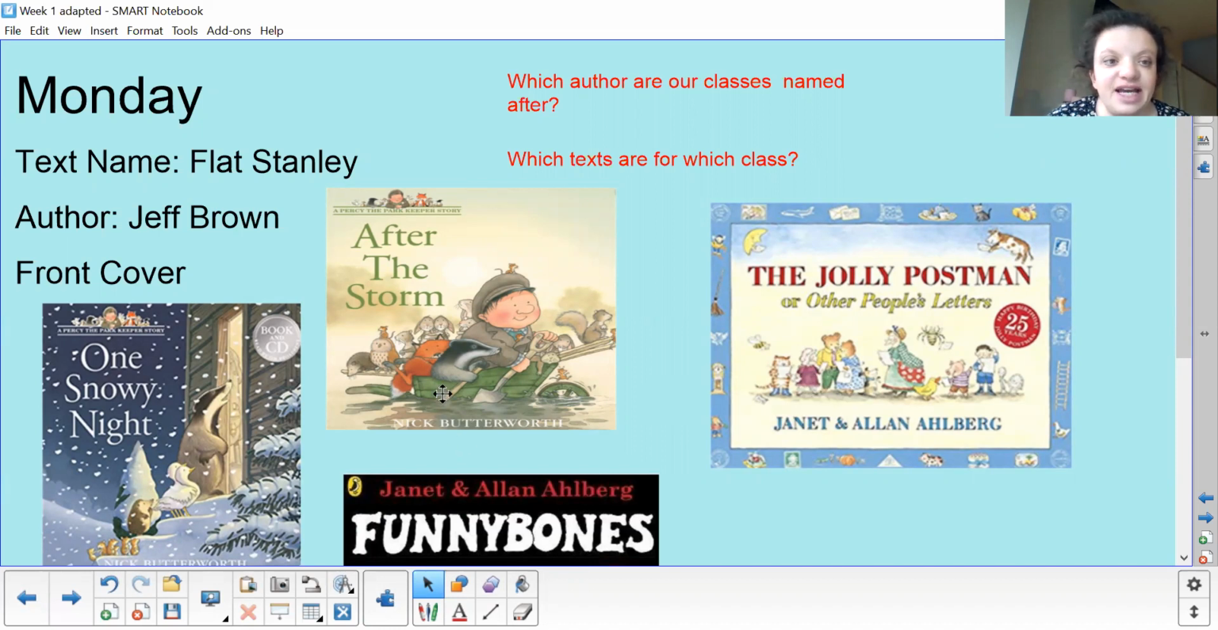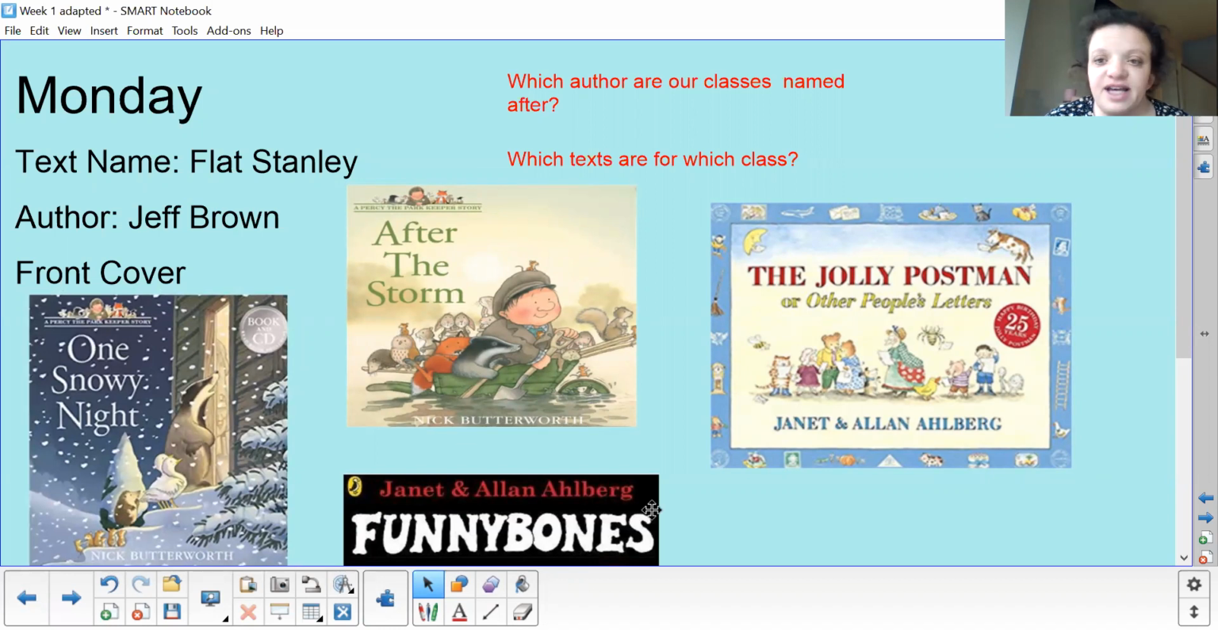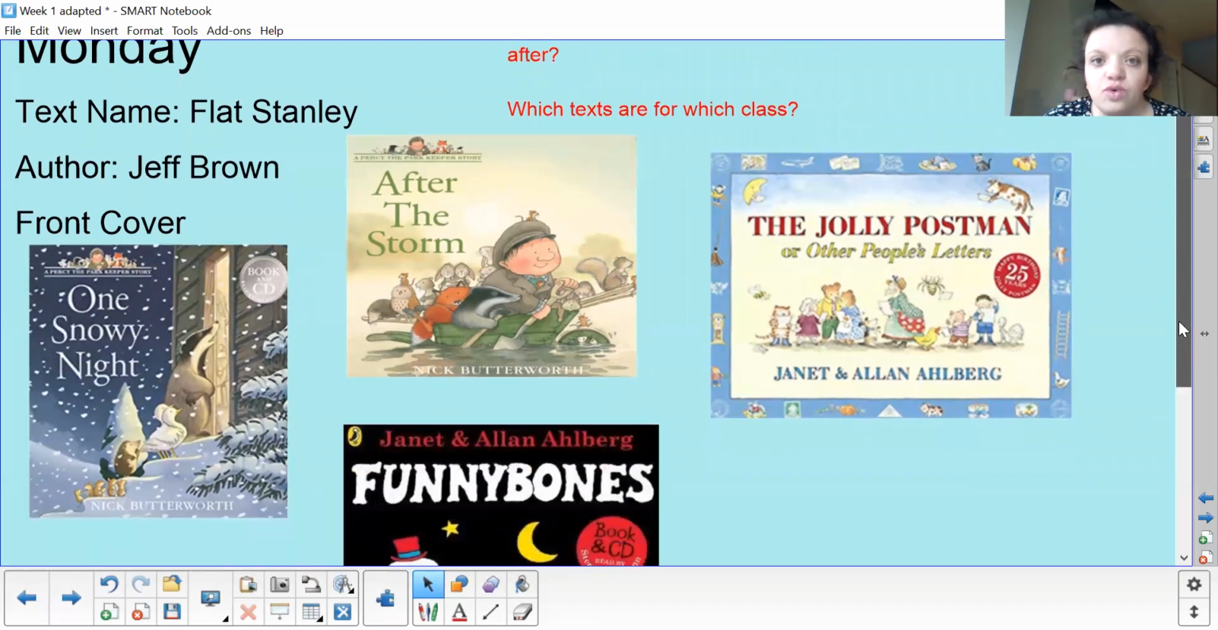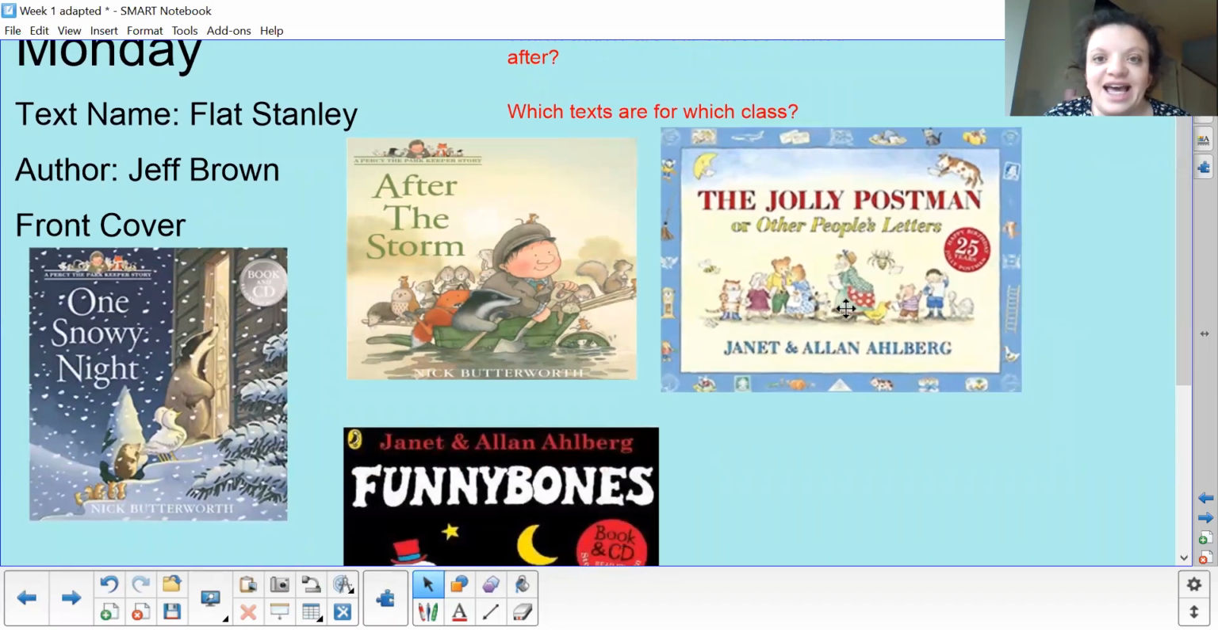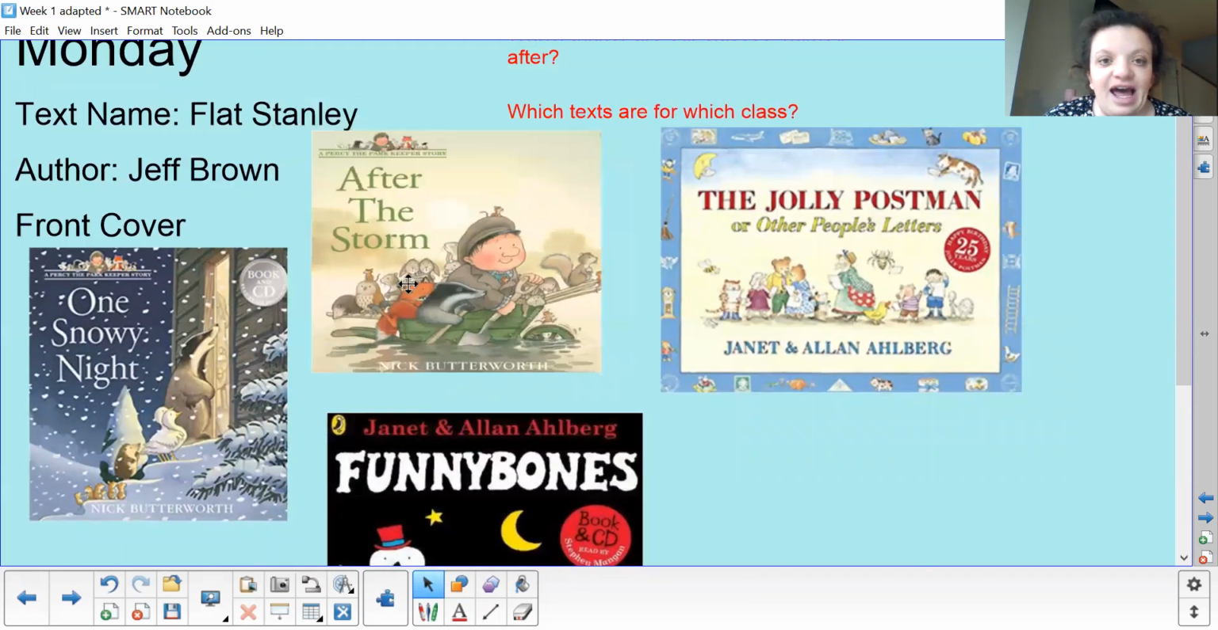Okay, so we actually have Nick Butterworth is the author that Butterworth, my class, is named after. And then Mr. Gardner's class, Allberg, is named after Janet and Alan Allberg. And here are some of the books that they have written.